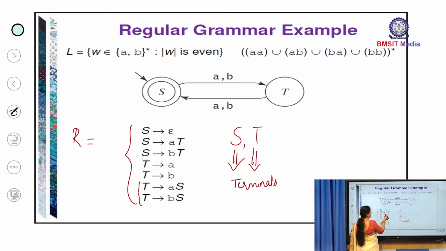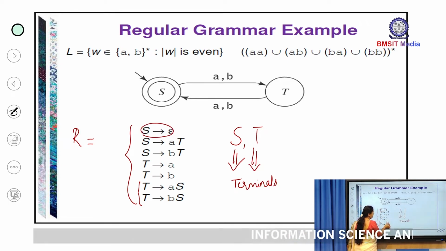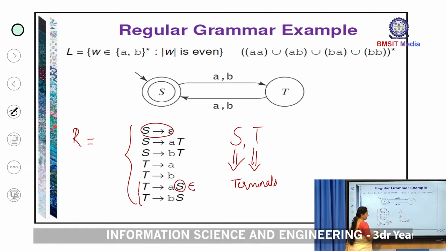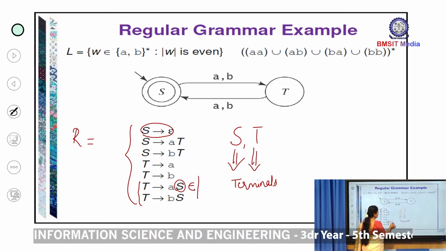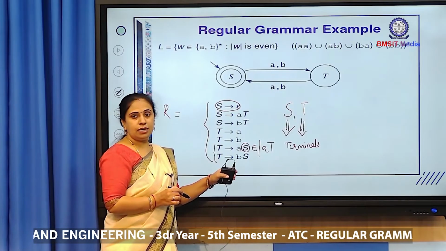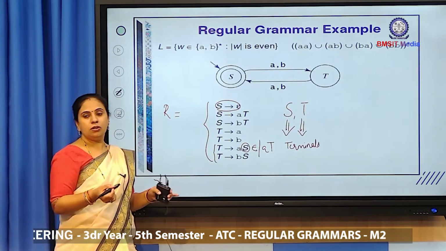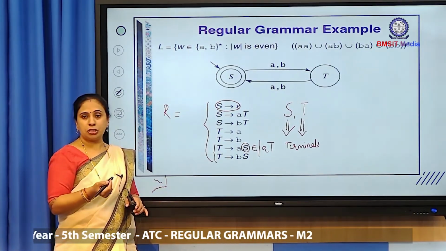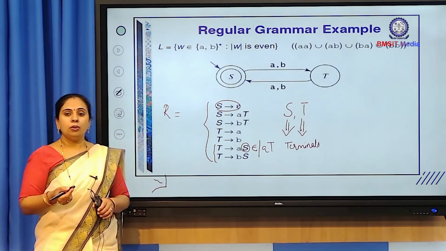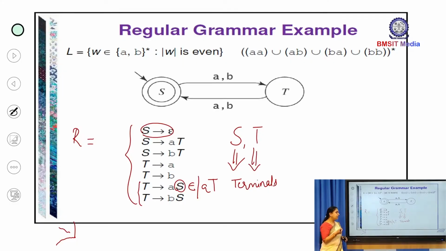So, S tends to epsilon, S tends to AT, and S tends to BT. Now you can see here, if we replace S tends to epsilon, then this S will be replaced by epsilon, or it could be replaced by S tends to AT. So we can see that capital S is leading to a set of terminals in the derivation process. Similarly, we have to define its equivalent production for capital T as well.